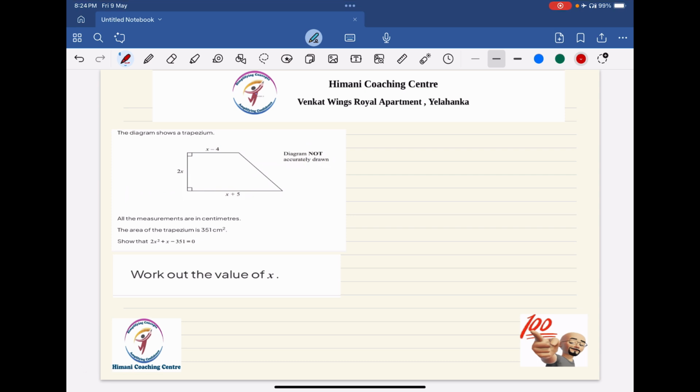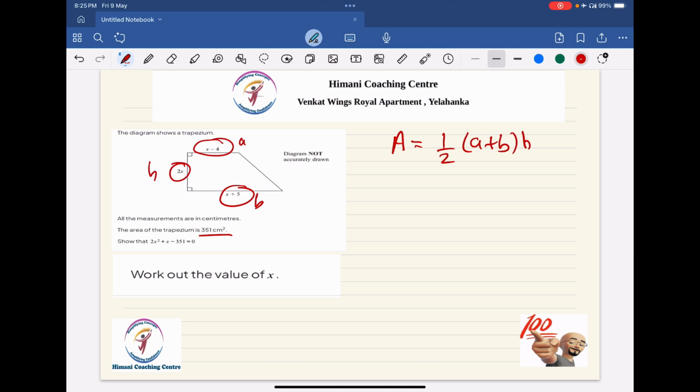Now let us look at the next question. We are given a diagram of a trapezium. The parallel sides are x minus 4 and x plus 5. The perpendicular distance between them is 2x. We are also given that the area of the trapezium is 351 centimeters square. Now, what is the area of a trapezium? Area is given by half A plus B times H, where A and B are the parallel sides. So let us say this is A, this is B, and this is H.